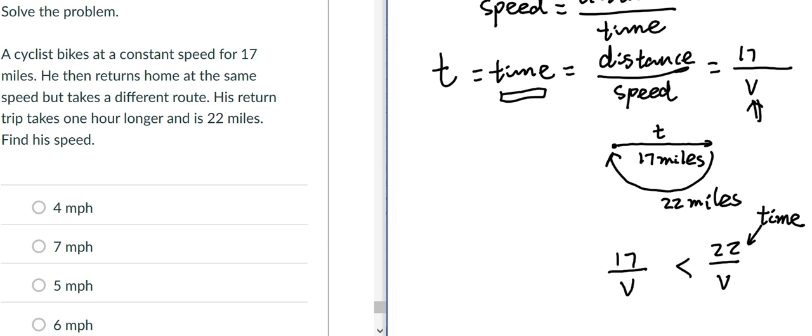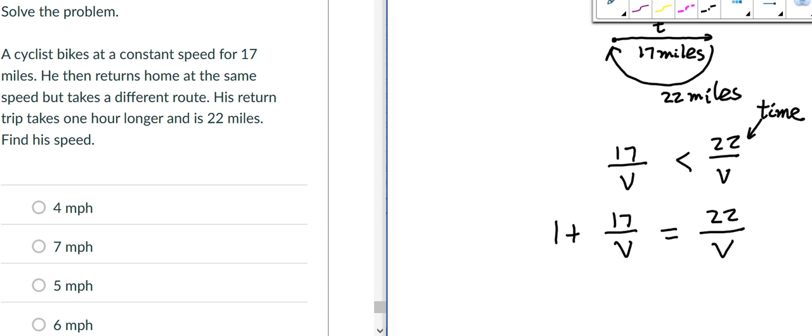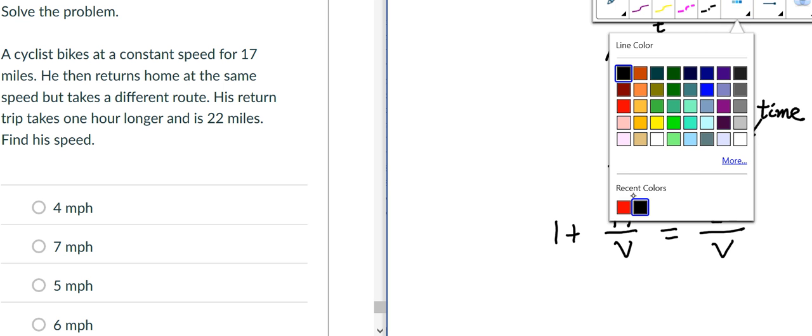Okay, so how much longer? 1 hour longer. That means this one is shorter, less time. This one is longer time, 1 hour longer. So if we add 1 here, it will make them equal. Okay, now that's the rational equation. Very practical.